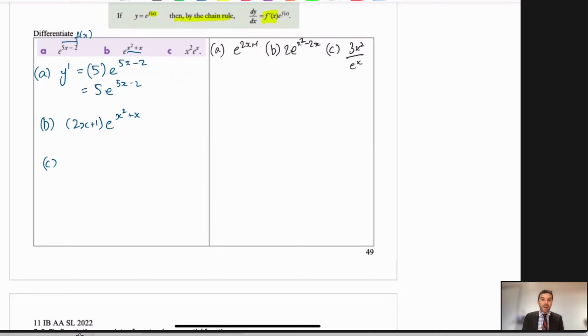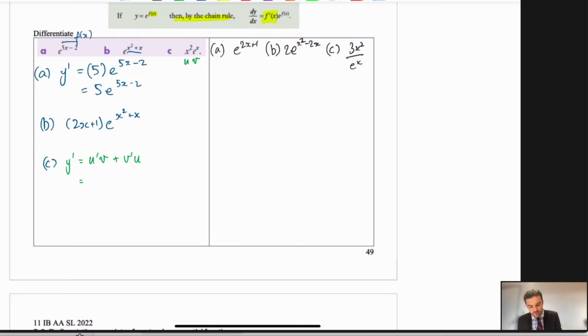Now this one here, x squared times e to the x, we're going to use product rule, okay? So we can call this u and call this v. Now remember, product rule, if you want to differentiate, it's going to be u dash v plus v dash u, okay? So remember that rule. Okay, let's differentiate now.